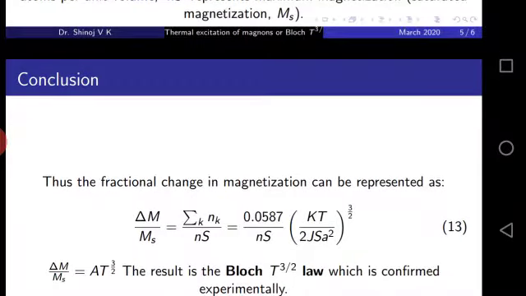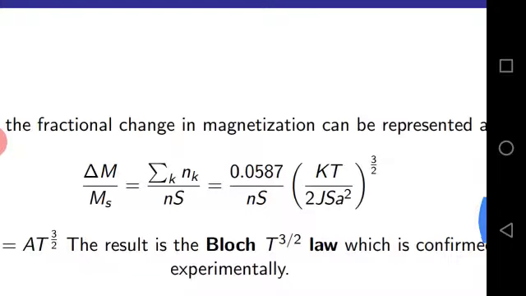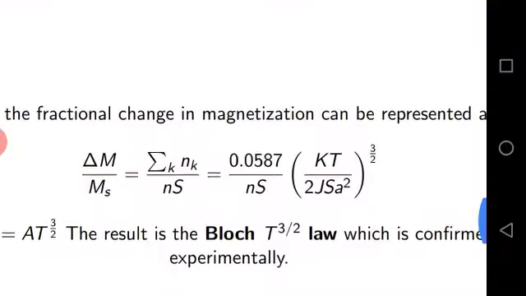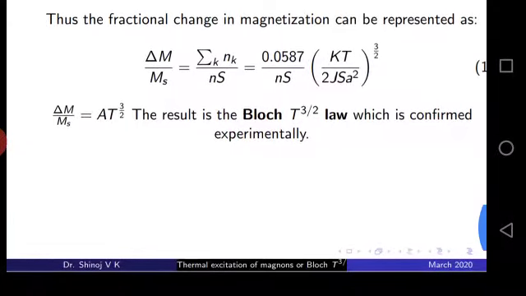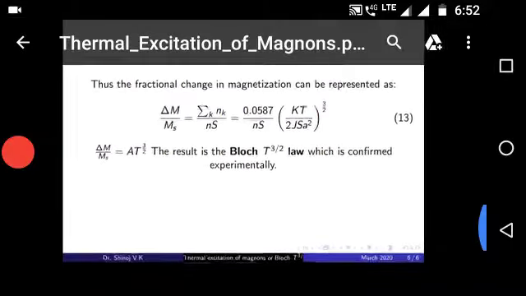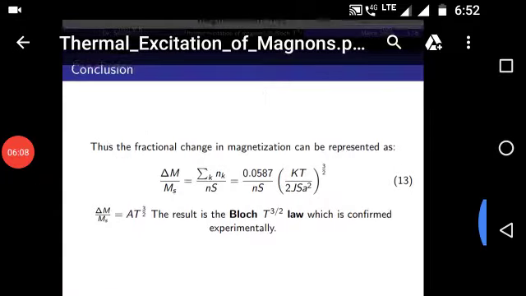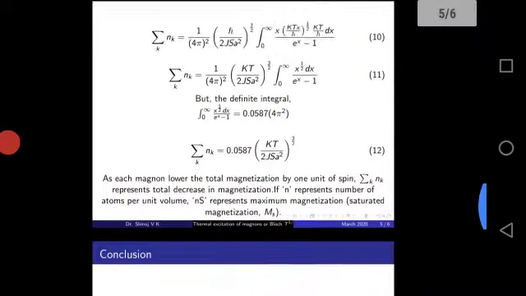So the fractional change in magnetization can be represented as delta M by Ms, that is, the sum over k of n_k by N into S. From that expression we can write this one in this format, divided by NS. So this delta M by Ms will be some constant A into T raised to 3 by 2, and this result is called the Bloch T raised to 3 by 2 law, which describes the thermal excitation of magnons at low temperature. I hope I have tried to make the derivation as simple as possible, and I think you can follow from this. Thank you.